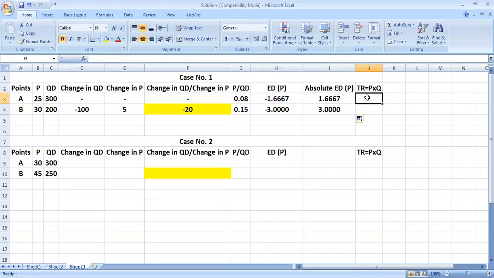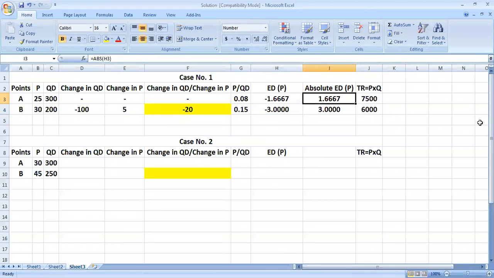Now let's find the total revenue. The formula for total revenue is to multiply price with quantity. The price at point A is 25 and the quantity demanded at point A is 300. The product of the two is 7,500. Now let's multiply the price at point B with the quantity demanded at point B. The answer is 6,000.